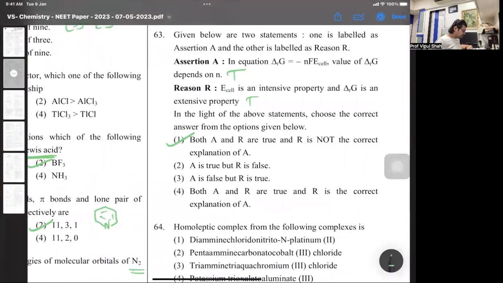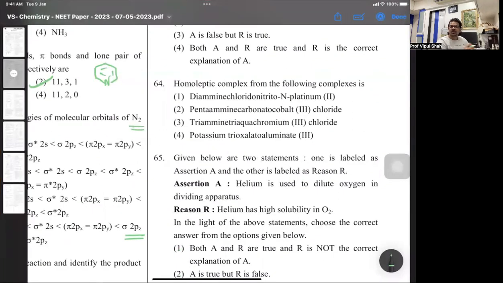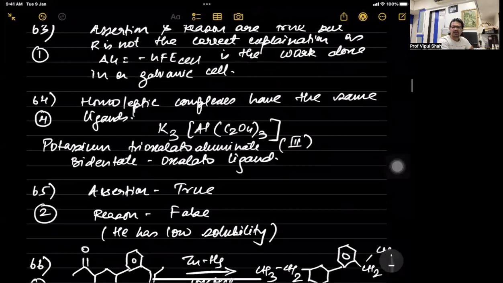Then the next one we have, that is the 64th one. What it says, homoleptic complexes have only one type of ligand. This also is a very easy one. It's the fourth one. Potassium trioxalato aluminate. Look at this structure. That's K3[Al(C2O4)3]. C2O4 is nothing but oxalato ion, 2 hydrogen atoms short from oxalic acid. That's a bidentate ligand. So that's one for 64.